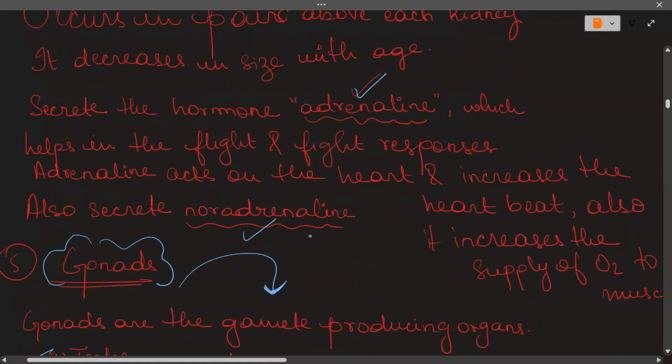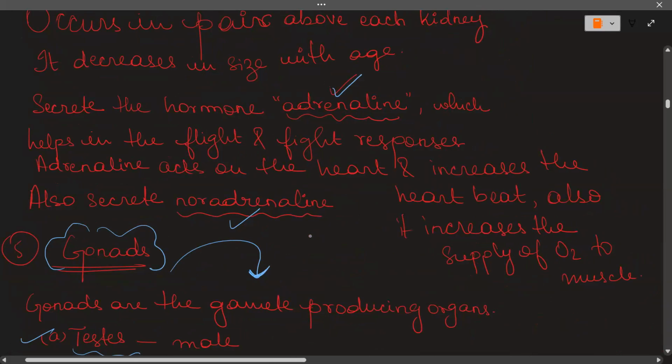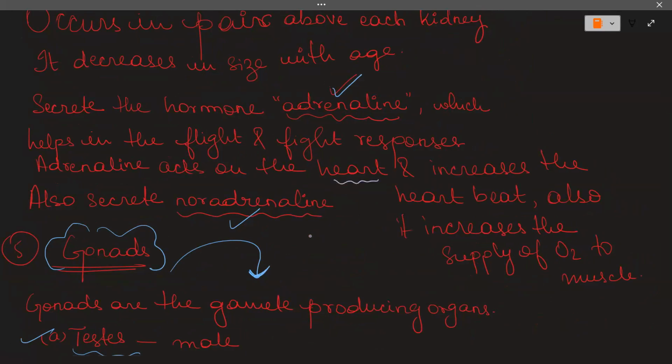Yes, ma'am. Now, to help in that fight and flight response, the adrenaline acts on the heart and increases the heartbeat. When we feel scared, our heartbeat increases, right? And also, the adrenaline would increase the supply of oxygen to the muscles, so that we get more and more energy to do more physical activity, which may be needed at that point of time. Got it?